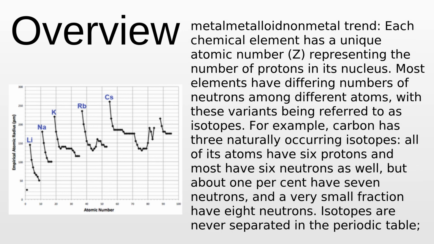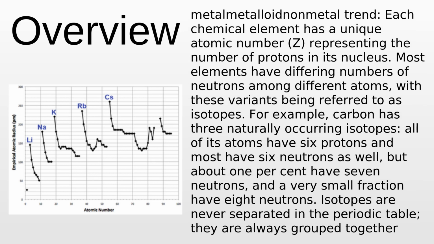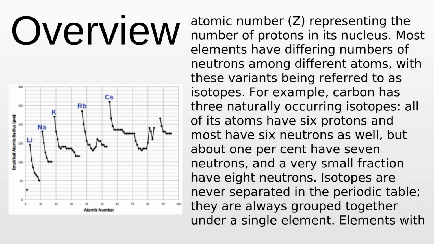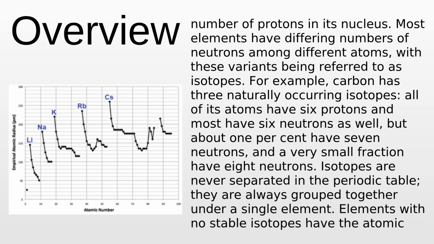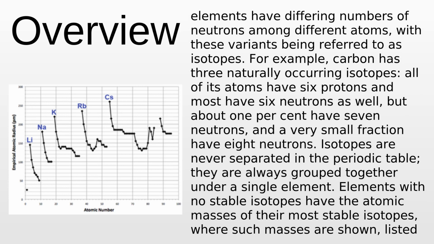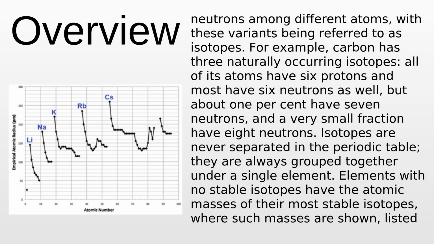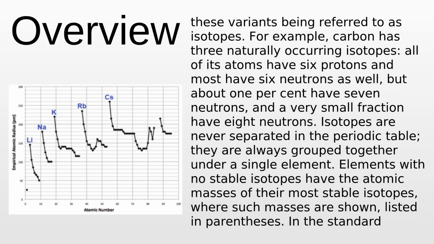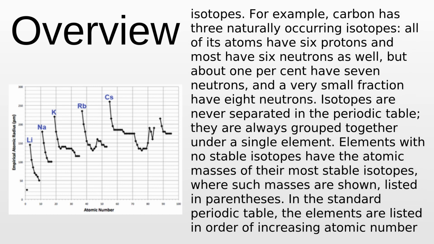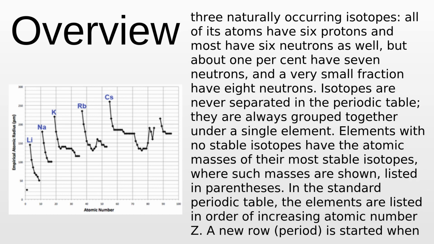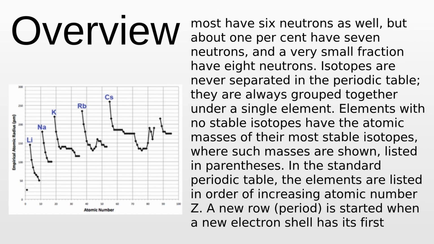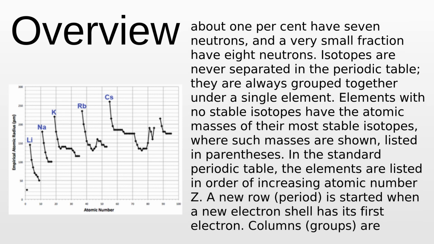Each chemical element has a unique atomic number, Z, representing the number of protons in its nucleus. Most elements have differing numbers of neutrons among different atoms, with these variants being referred to as isotopes. For example, carbon has 3 naturally occurring isotopes. All of its atoms have 6 protons and most have 6 neutrons as well. But about 1% have 7 neutrons, and a very small fraction have 8 neutrons.